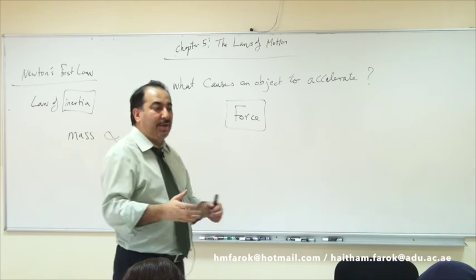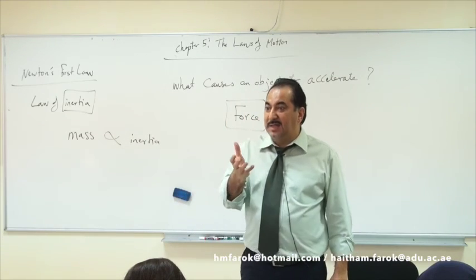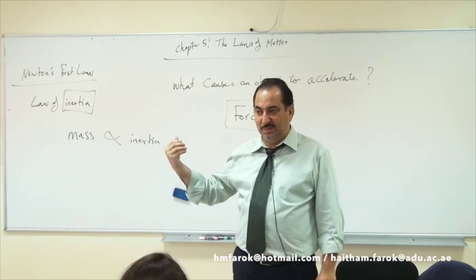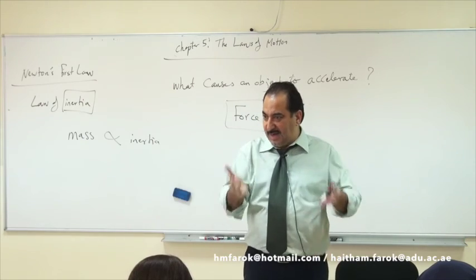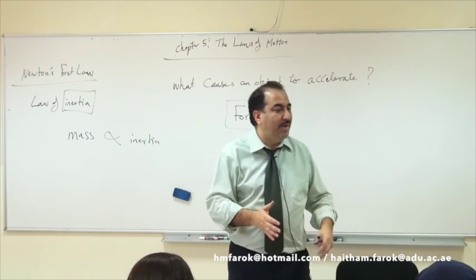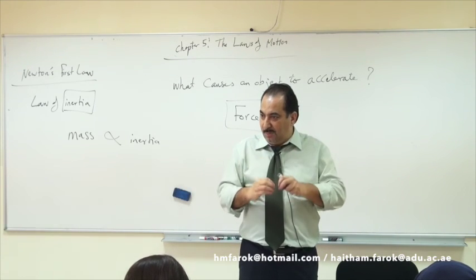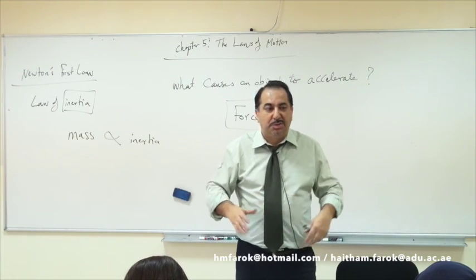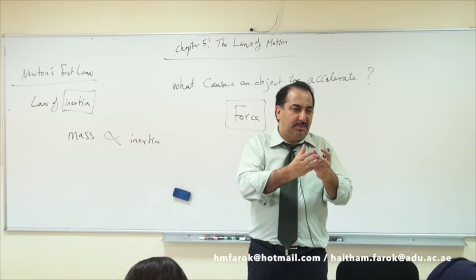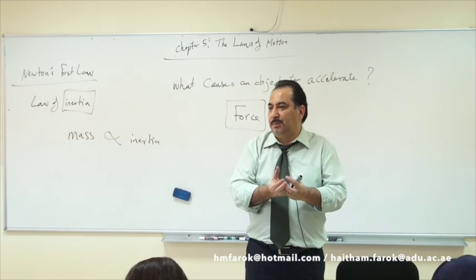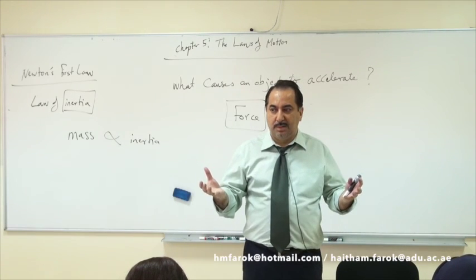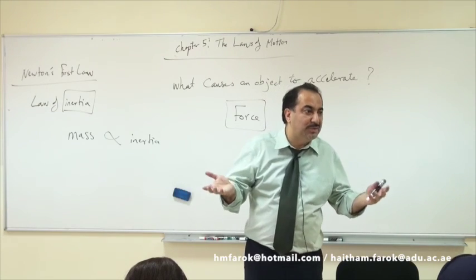So you can think of it this way. Mass is a measure of inertia, or inertia is mass, directly proportional. So whenever you have a big mass, it means you have a high inertia. A small mass, a small inertia. So small objects have a small inertia, and big objects have a big inertia.